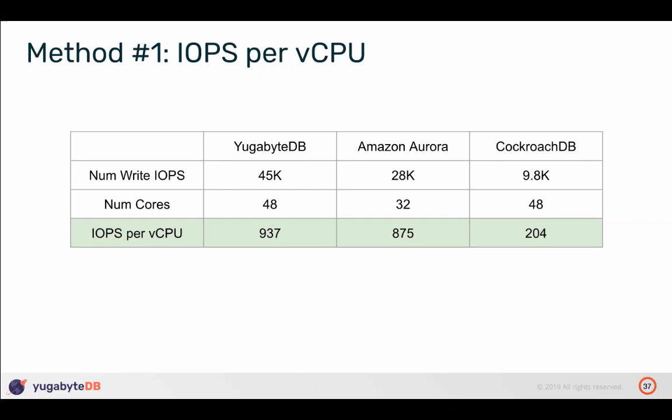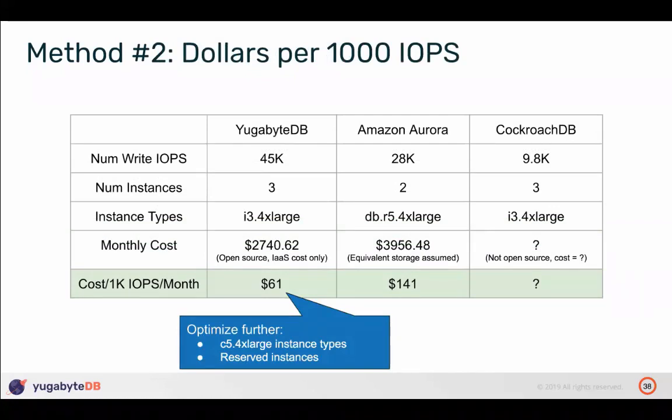Your second method, and this is the one that people trying to run larger services typically prefer, is what is your dollar per IOPS, or dollar per 1,000 IOPS in this case. YugaByte is doing 45,000 writes with 3 instances. Those instances are of type i3.4xlarge. That's the one we benchmarked. The monthly cost is $2,740.62.